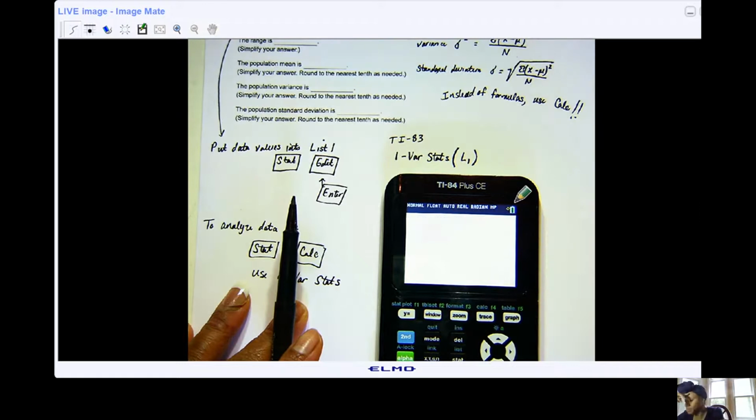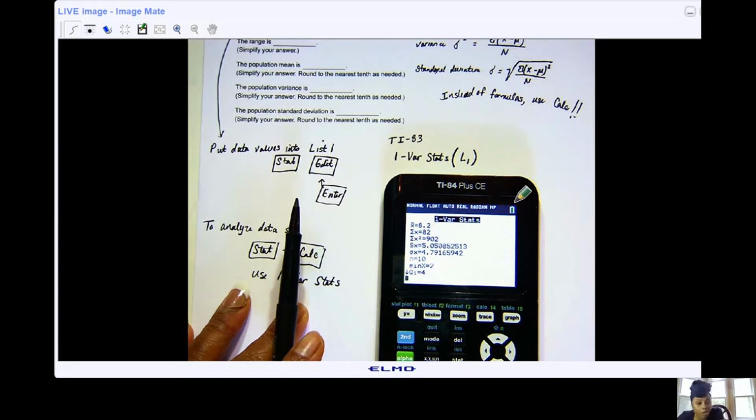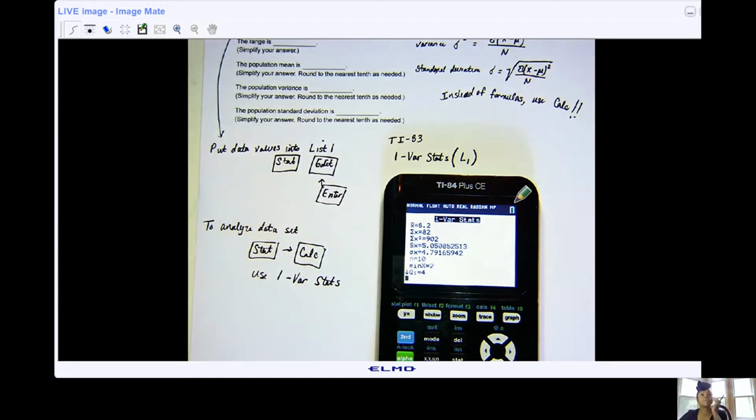And I press enter. Now, X bar is the mean mu, okay? By default, your calculator calls the mean X bar. The reason for this is because the calculator assumes that you never have access to an entire population, okay? In a perfect world, we would be able to calculate values using every element in the population. But our world is not perfect, and usually you don't have access to an entire population.